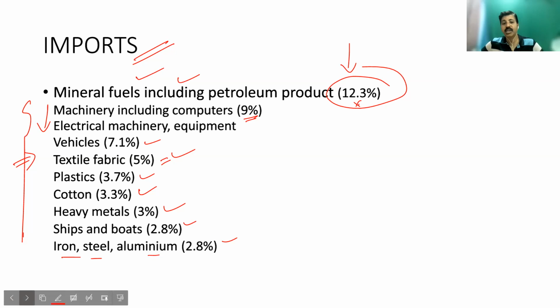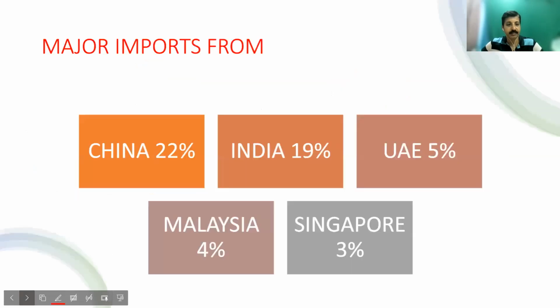Okay, and the exporting of goods is also very, very limited. And again, that was not done properly. It was not sustainable. That was the major reason.